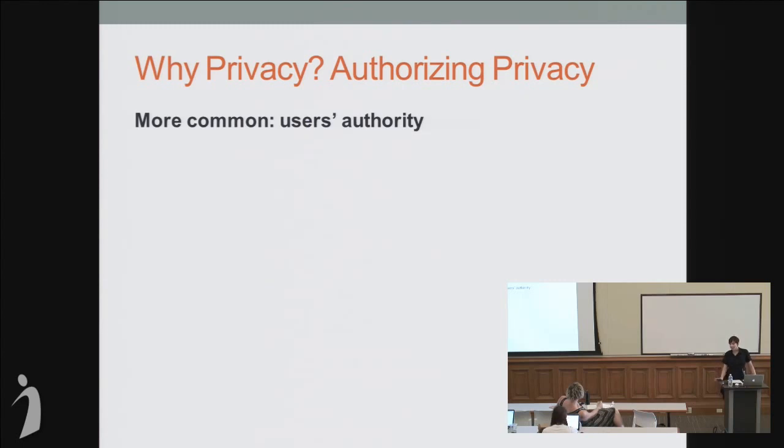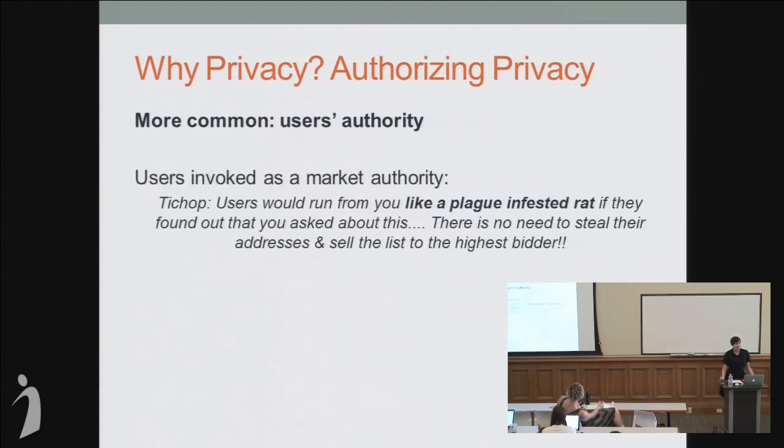Much more common, however, was users' authority. Sometimes users' market power is the reason for this authority. So Tychop writes, "Users would run from you like a plague-infested rat if they found out that you asked about this. There is no need to steal their address and sell it to the highest bidder." So the specter of users running from your app was a reason not to violate privacy expectations.